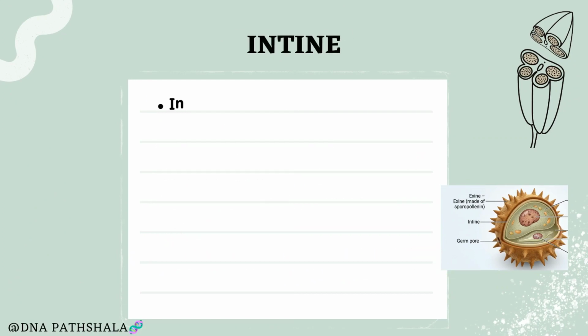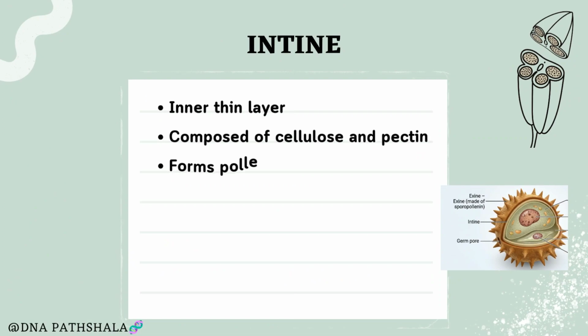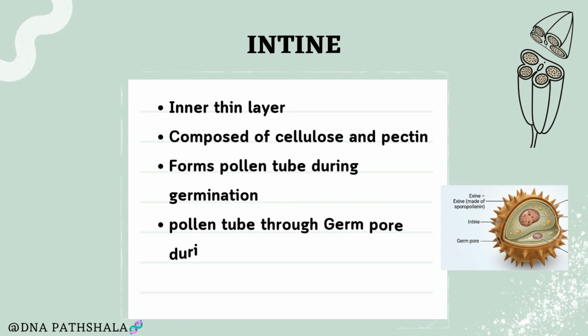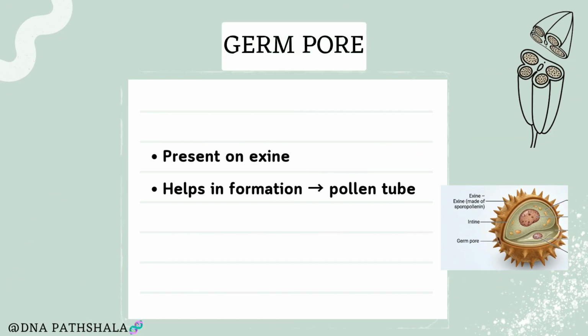Okay. Next is intine. Intine is the inner soft layer. It forms the pollen tube during the germination and pollen tube comes out from the germ pores which is present on the exine. Okay, why germ pore is present on the exine? Because it helps to form the pollen tube during the germination.